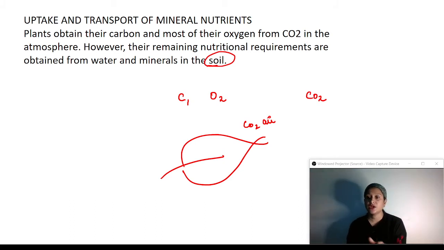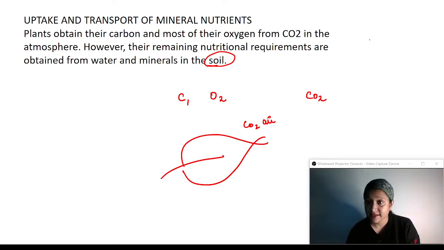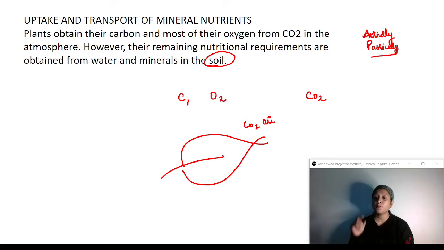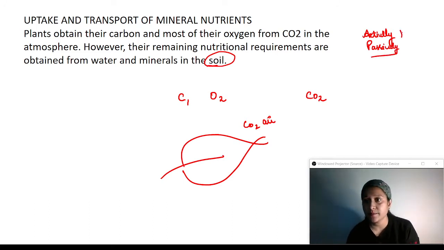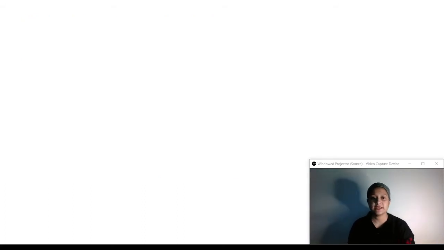Now the question comes here: are the minerals absorbed actively or passively? So the answer is, the minerals are absorbed actively as well as passively from the soil. But mostly the ions are absorbed actively. Okay, so let's see this.